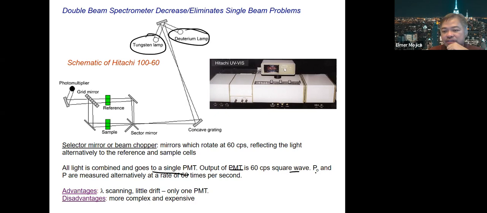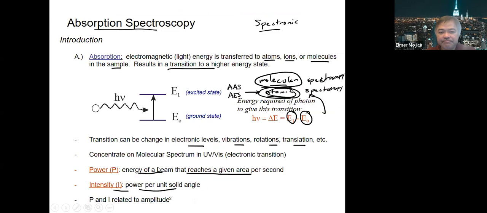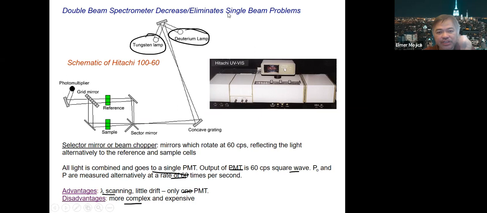So the incident beam and emergent beam are measured alternately at a rate of 60 times per second. So the advantage of this, you can scan for the wavelength. Okay, little drift, and you only use one PMT. The disadvantage, a little bit complicated and expensive. Okay, so that's what I'm going to tackle today.